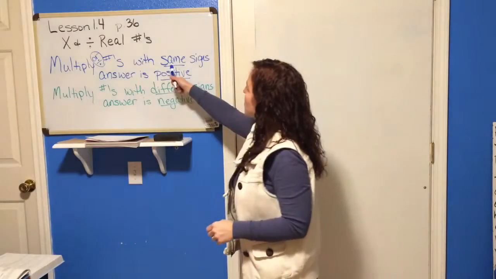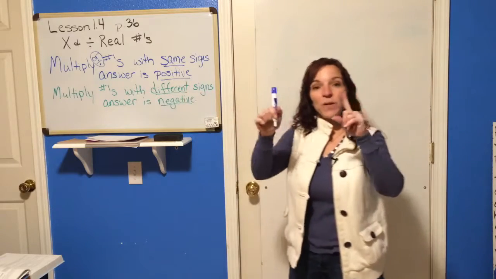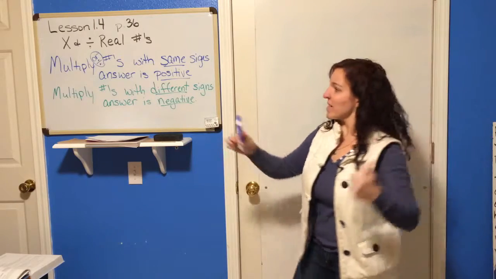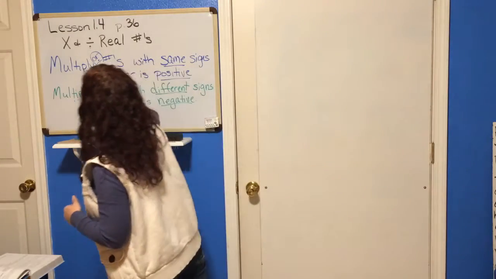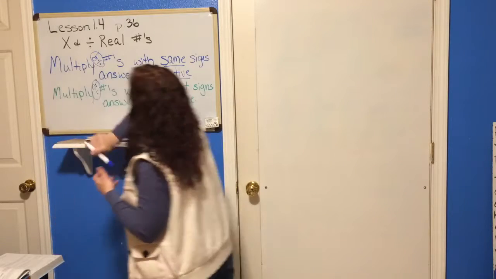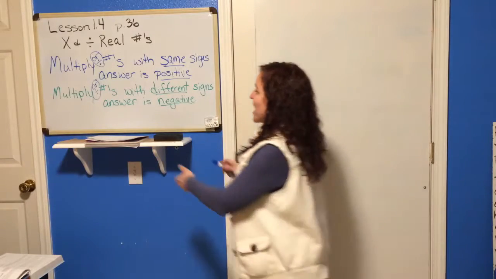Multiply or divide numbers with the same signs, the answer is positive. So if you're dividing two numbers with the same signs, you just divide them, and your answer is positive. The same with different signs. Multiply or divide numbers with different signs, your answer is negative.